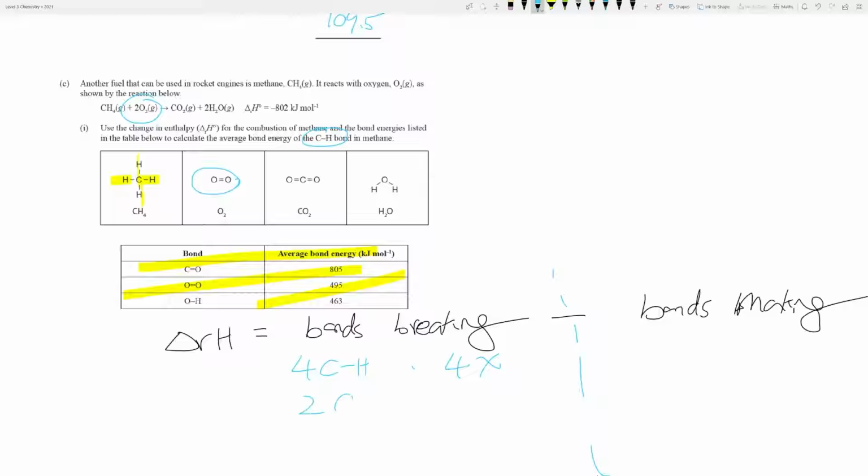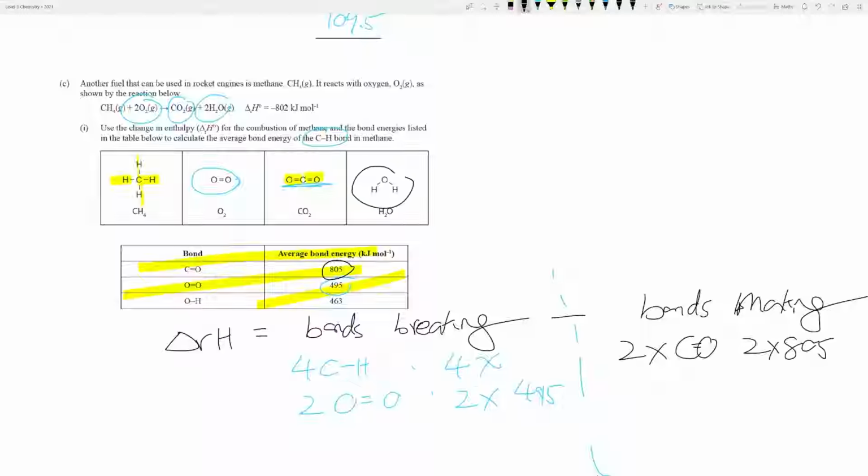So we're breaking 2 O2, and that's going to be 2 times the numbers right here, 495. So that's my breaking. For my making, I'm making CO2. So in my CO2, I have 2 C=O bonds. So this side, let's use a different color pen. I'm going to times 2 times, where's C=O? 805. So this is 2 times 805.